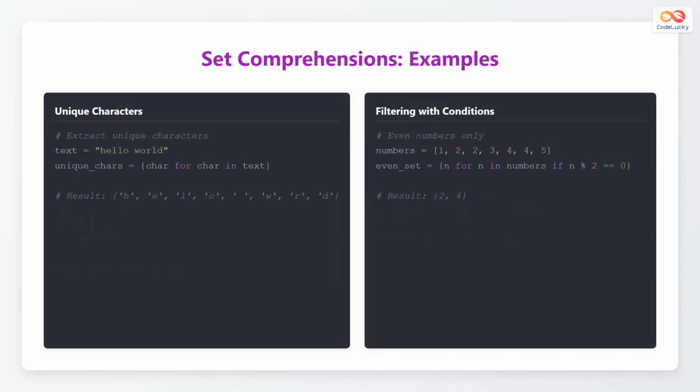Let's explore some examples of set comprehensions. In the unique characters example, we extract the unique characters from a text string. In the filtering with conditions example, we create a set of even numbers from a list, filtering out duplicates. These examples showcase the utility of set comprehensions in creating sets with unique elements and applying conditional filtering.